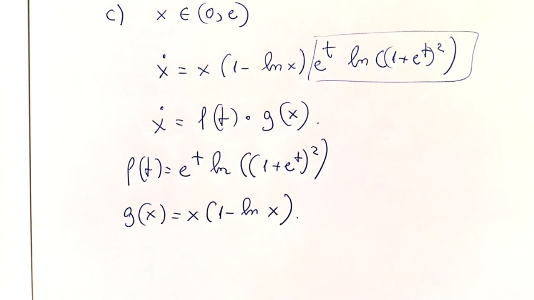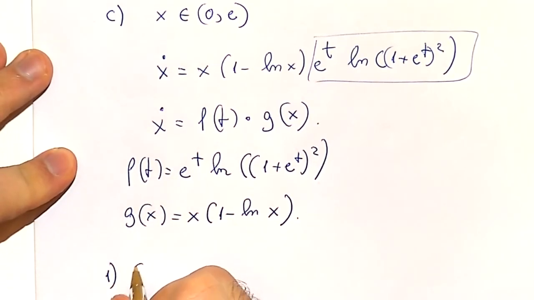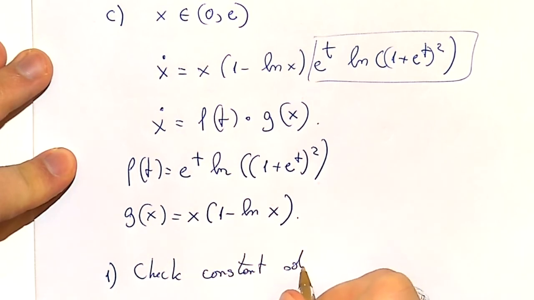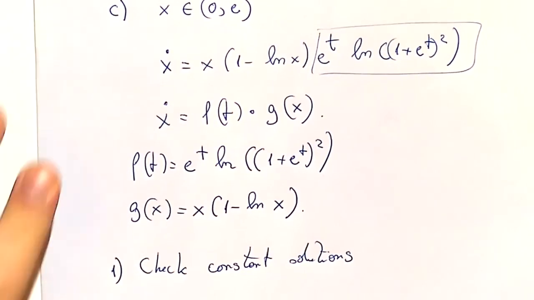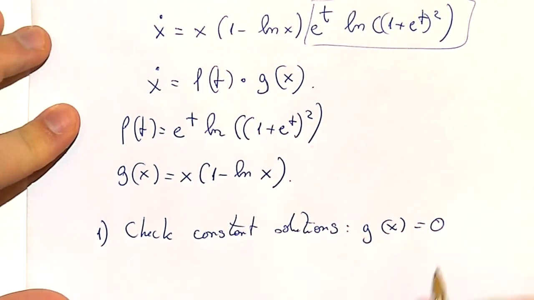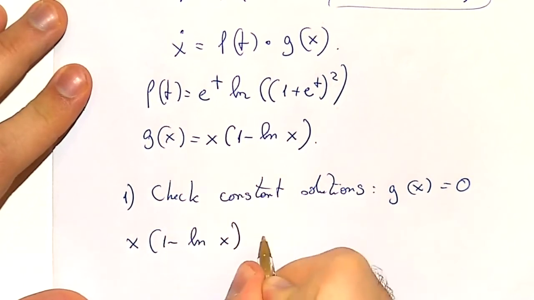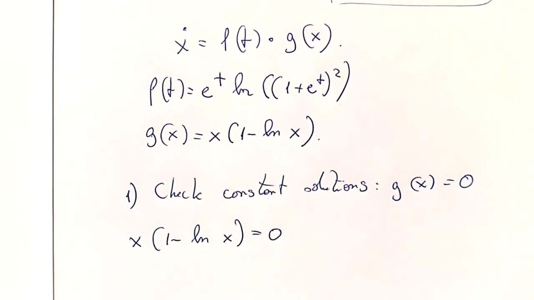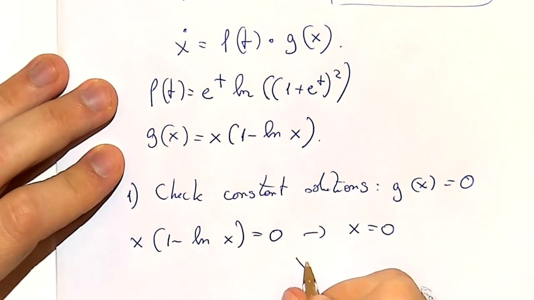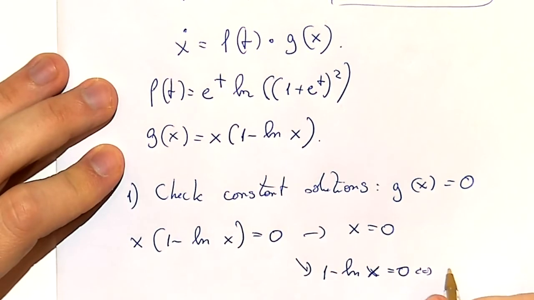Okay, cool. Now, let's not mess it up this time. First check is check constant solutions. Okay, what does this mean? It means g of x is equal to 0. What does this mean? It means x times (1 minus log of x) is equal to 0. Now, two cases. x is equal to 0. Second case, 1 minus log of x is equal to 0, in which case x is equal to e.